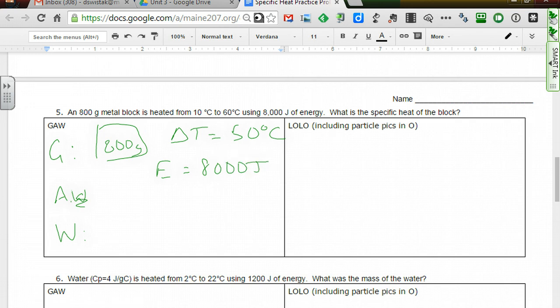So now my answer, and this is my important part, is they want to know how many joules it takes to change 1 gram of the metal 1 degree Celsius. Okay, so that's what I'm really looking for. So all I need is another for every statement, and I already have all the information necessary for that.